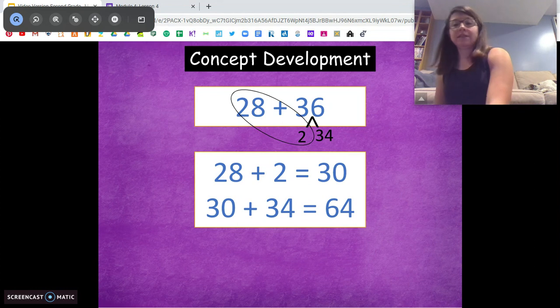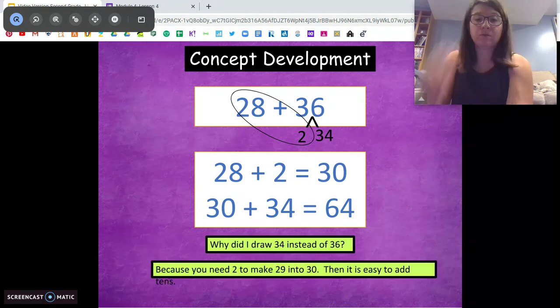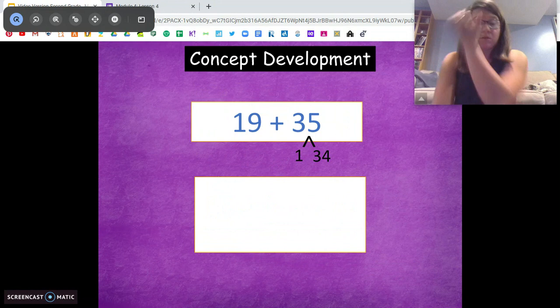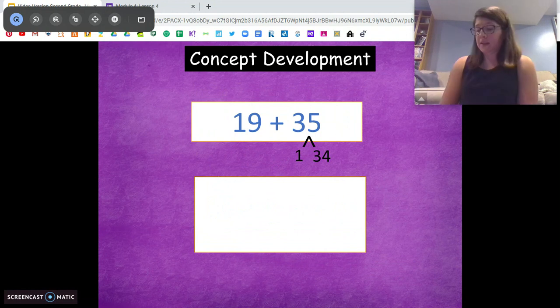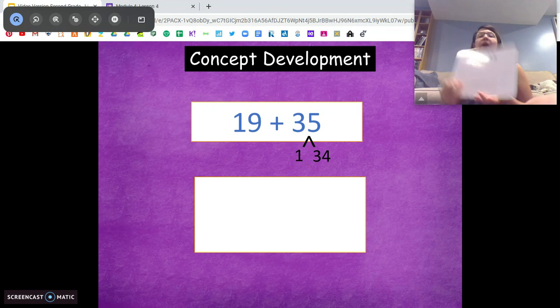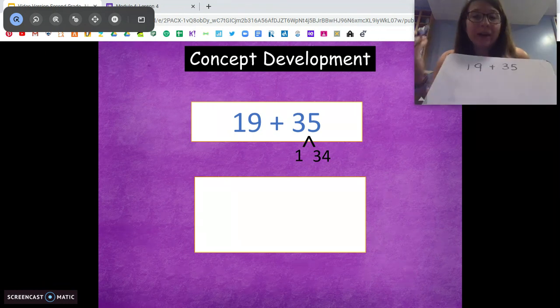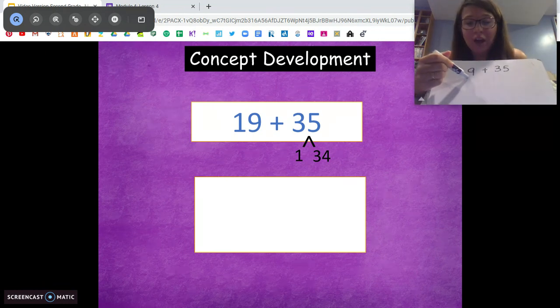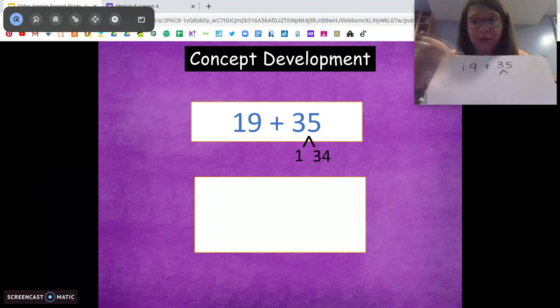All right, so let's try this next one together, and then I'm going to have you do one on your own. Okay, so I want you to write on your paper 19 plus 35. You're probably asking, why did we break the 35 down? What I like to do is, this is a lot closer to a 10, so I think it's easier to break down the other number and get to 10.